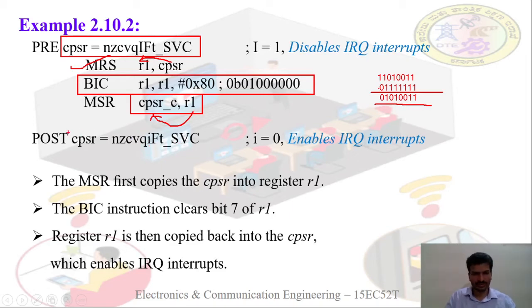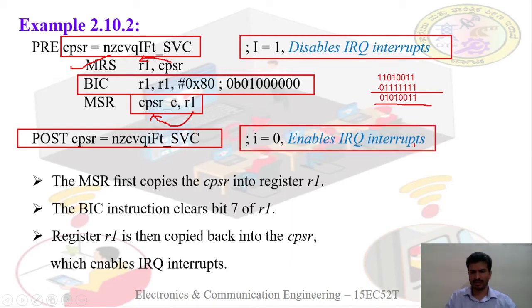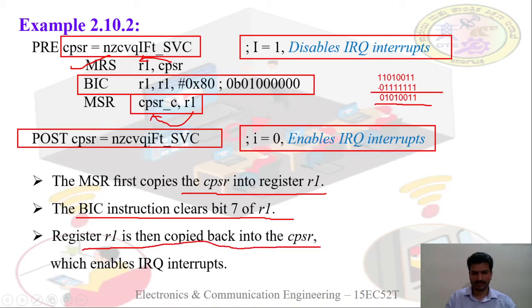After execution of these instructions, MRS, BIC and MSR, before execution I equals 1, which means the IRQ interrupts are disabled. After the execution I becomes 0, which enables the IRQ interrupts. Using the MRS and MSR instructions we can read and write the CPSR or SPSR. First it copies the CPSR into R1, then the BIC instruction clears bit 7 of R1. The register R1 is then copied back to the CPSR register, which enables the IRQ interrupt.